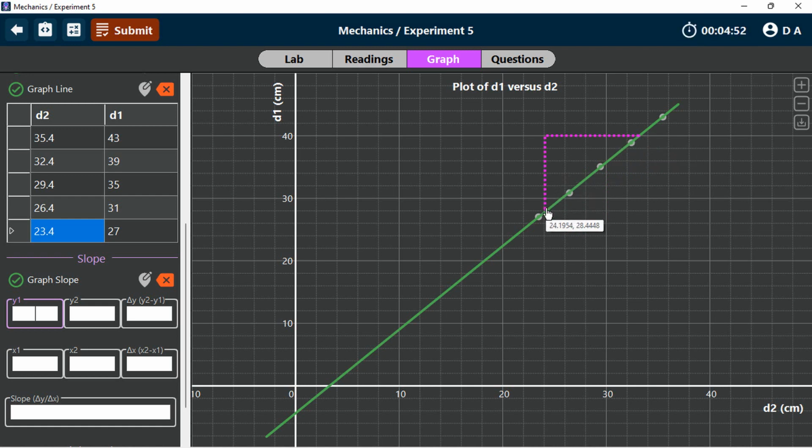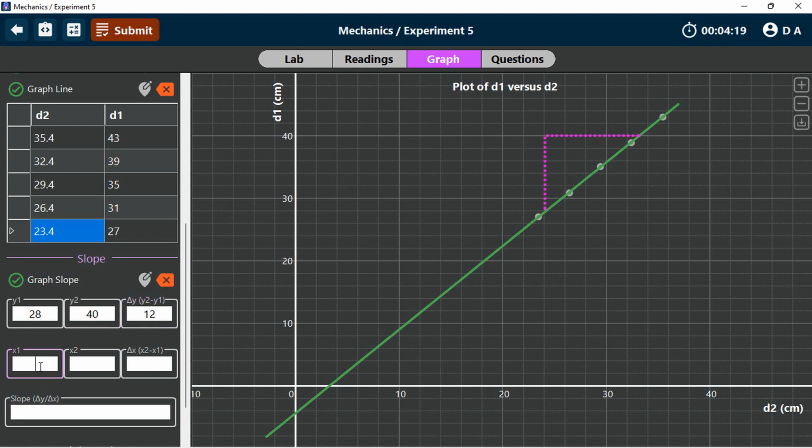So let's take a look at it. This smaller one, which is y1, is somewhere around here. So the y value is roughly 28. So let's type 28. Then y2 is here. So y2 is roughly 40. Then if you take the difference, 40 minus 28, that will give us 12.